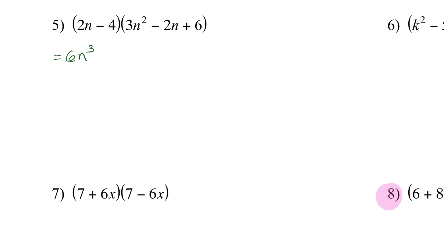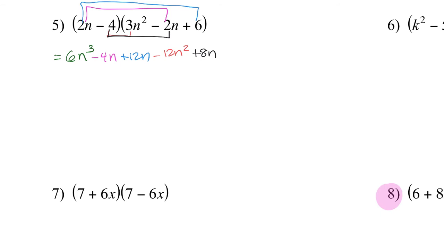Then I'm going to multiply 2n times negative 2n, so that's negative 4n. Right? Then I'm multiplying 2n times 6, so that's positive 12n. Right? Now I'm going to multiply negative 4 times 3n, so that's negative 12n squared. Right? Then I'm going to multiply negative 4 times negative 2n, so that's positive 8n. And then I'm going to multiply negative 4 times 6, so that's minus 24.